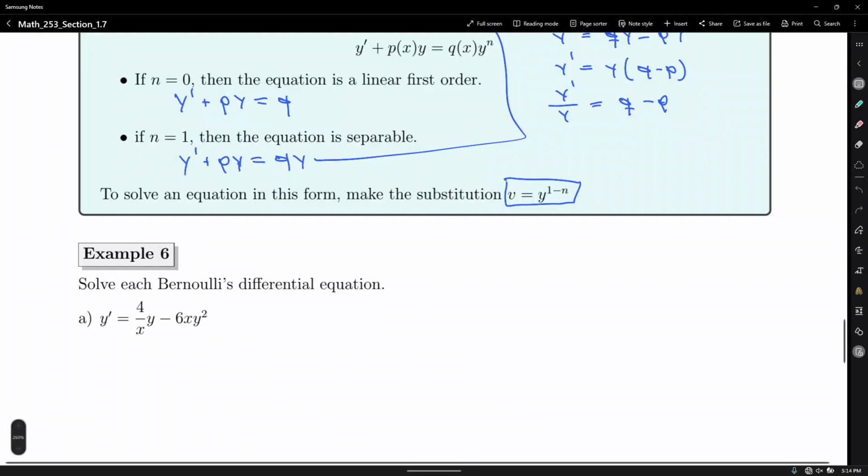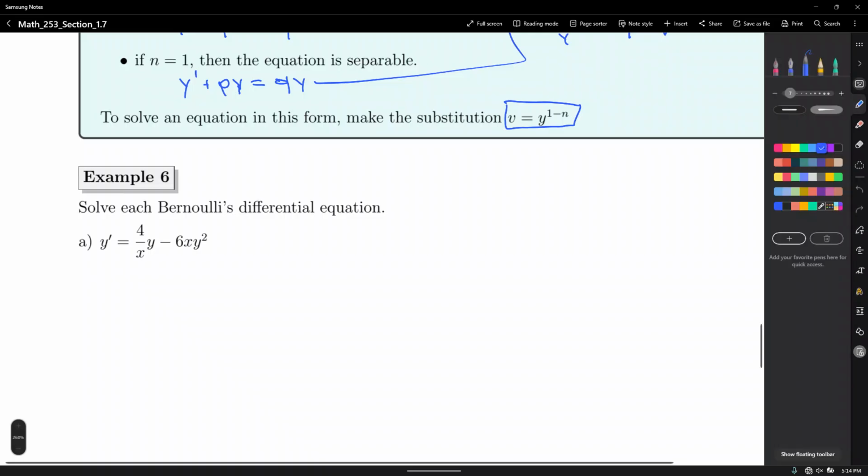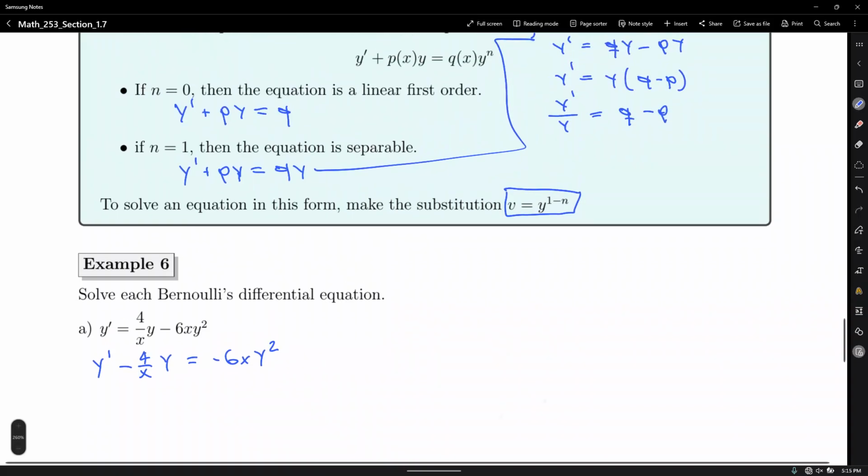Solving this Bernoulli differential equation, we need to write it in the correct form. That is, we need to have the term containing y to the first power on the left-hand side of the equation. That's y prime minus 4 over x, y equals negative 6x, y squared. Notice how it is in the form where we have y to the n right here. From here, we get that n equals 2.